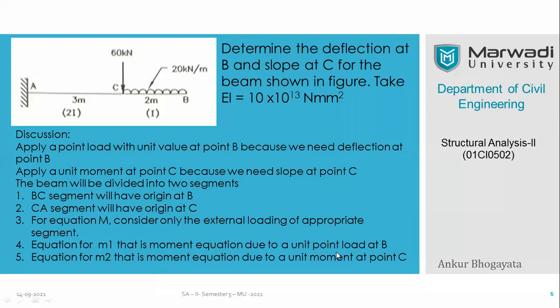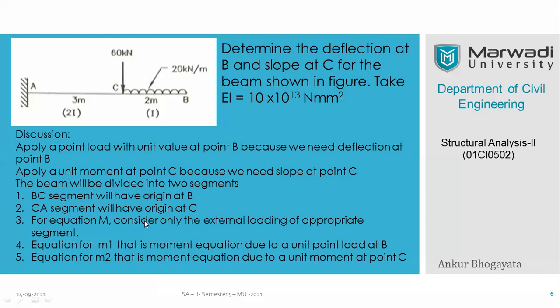Okay, fine. So friends, let's go ahead, and we were discussing that the beam will be divided into two segments. The BC segment will have origin at B, needless to add. I know that you know all this very well. CA will be another segment, having origin at point C. For the form of equation capital M, consider only the external loading. This is important for those who are still struggling with how to manage the capital M equation. So I insist that you write down these points in your notes before you start the solution.